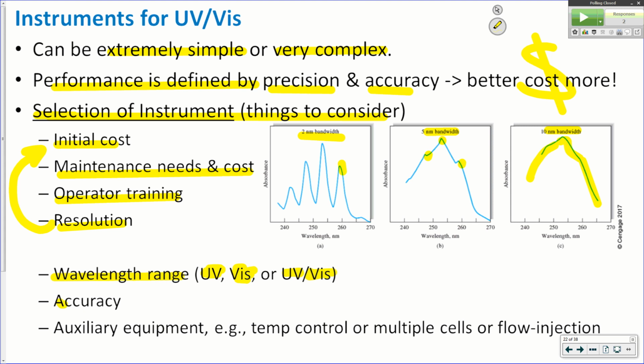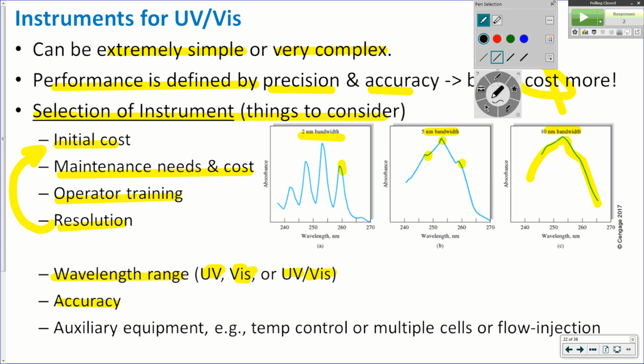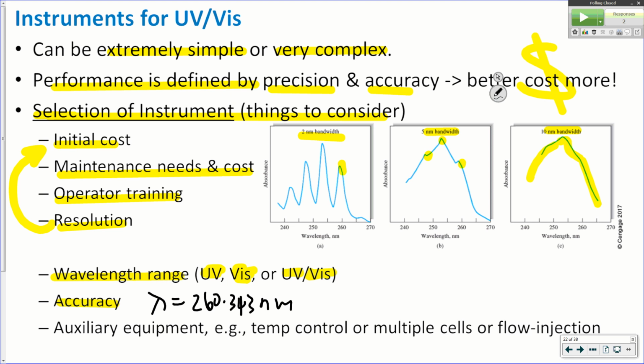What accuracy is required? So how well does it do? And we think about accuracy in a couple of different ways. Number one, what's the wavelength accuracy? So if I tell it to go to a particular wavelength, lambda equals 260.343 nanometers, is it really going to that wavelength? And secondly, in terms of making the measurement, if it tells me the absorbance is equal to 0.347, is it really 0.347? So both of those things we think about.